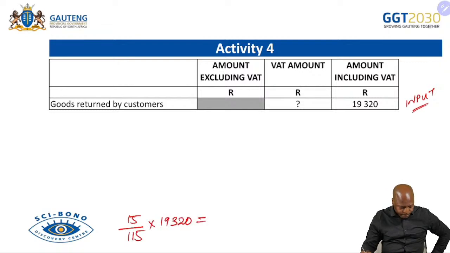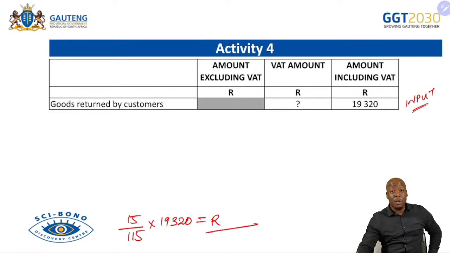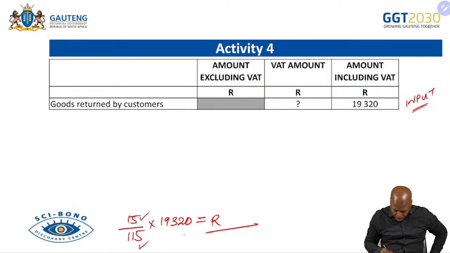19,320. Okay? Please punch that in the calculator. I'm going to give you a second. You're saying 15 over 115 multiplied by 19,320. Someone give me the figure, please. How much do we get? Thank you. Someone is saying we get 2,520.